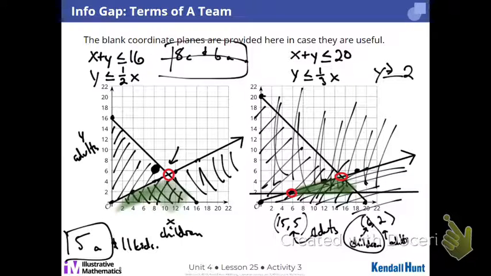Cool. So how many constraints were there on this one? 3. This one would be up in there too, right? That's pretty cool. Friends, that's it for today. That's all we got.